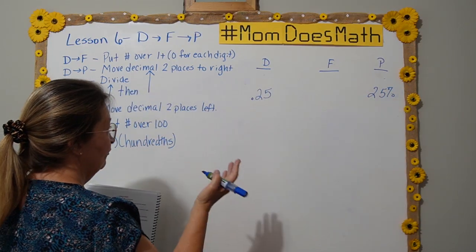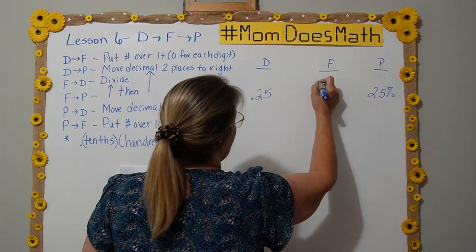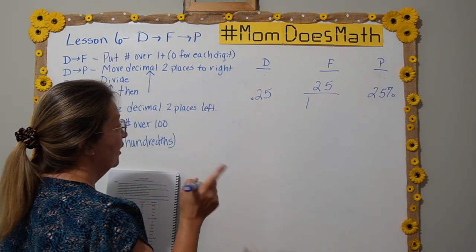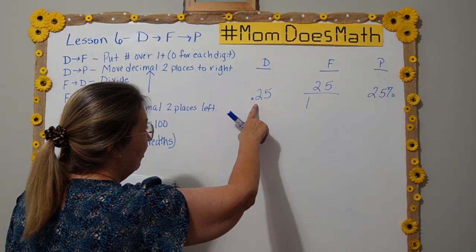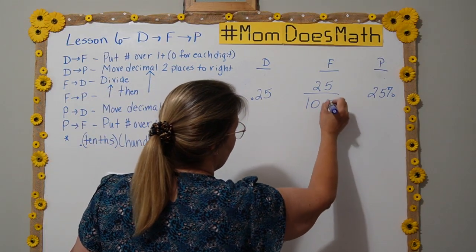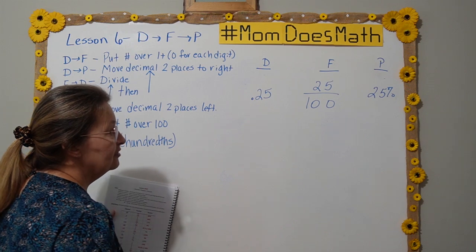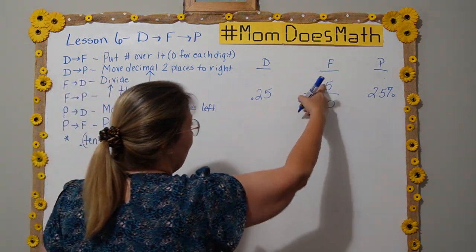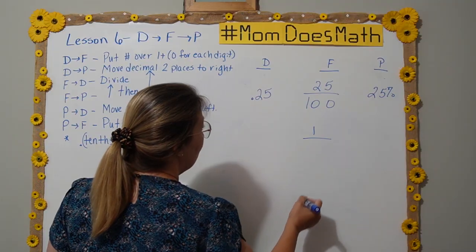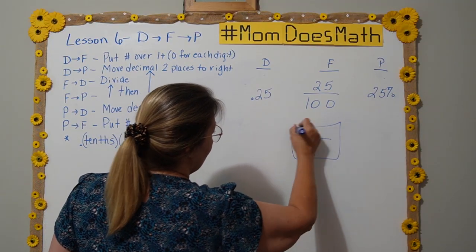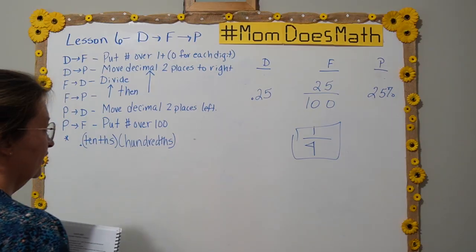Right? Now to go to a fraction, you put the numbers over 1, and then we're going to use a 0 for every digit to the right of the decimal. 1, 2, 1, 2. And obviously this will reduce down. 25 will go into both of these. If you divide 25 by 25, you get 1. If you divide 100 by 25, you get 4. So 1/4 is your fraction form.